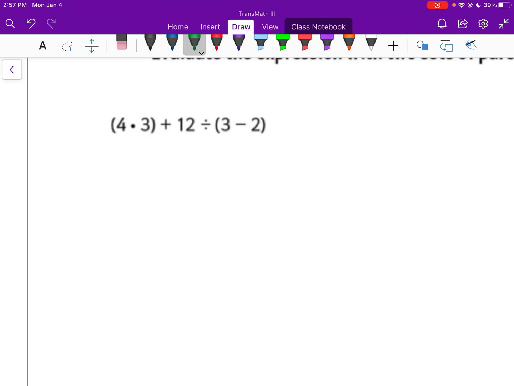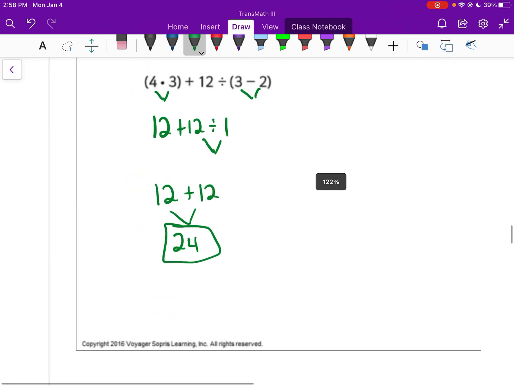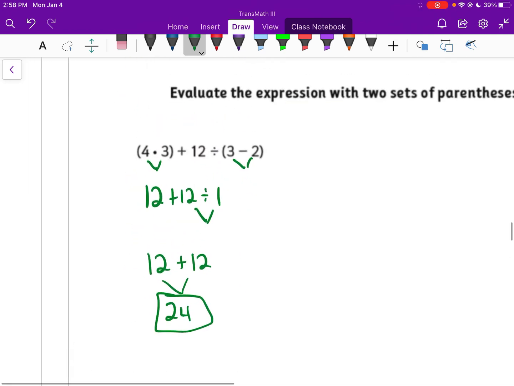For the next one, now we have 2 sets of parentheses. The one nice thing about the parentheses, you can go ahead and just work both of them out at the same time. 4 times 3, I'm going to get 12, plus 12 divided by that next parentheses, which we'll get 1. Now that I have this line, 12 plus 12, and then 12 divided by 1, I have to take care of the division first. So then 12 plus 12 divided by 1, which is 12. Then finally 12 plus 12, we're going to get 24. So that is what we should get when we evaluate that expression.